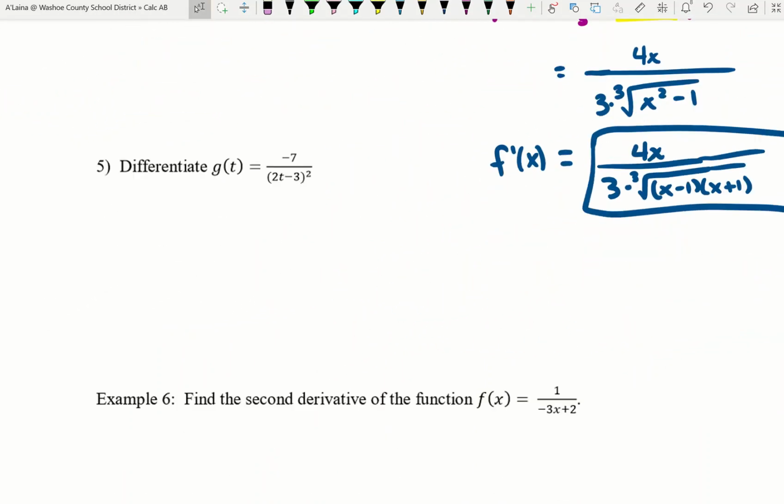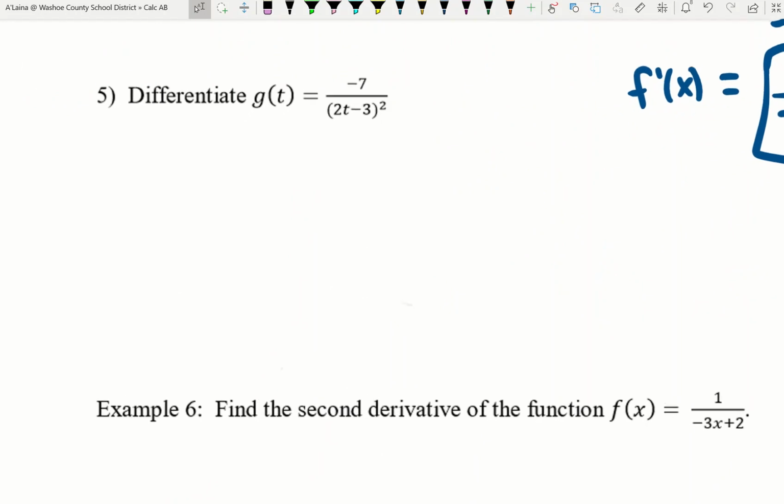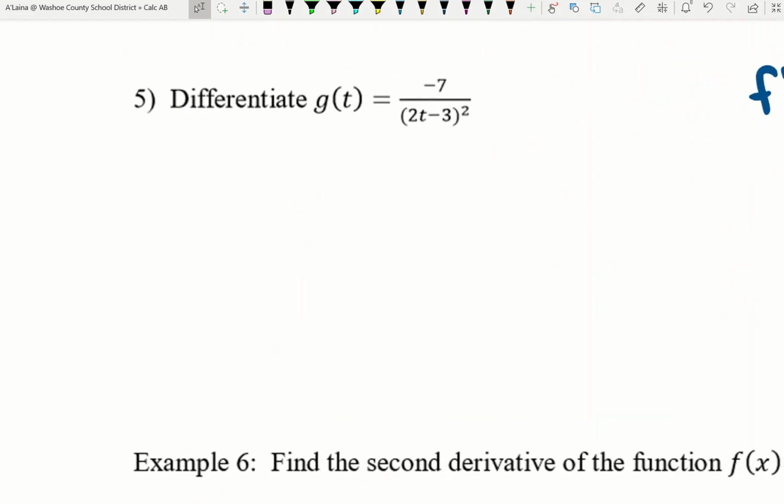All right, number 5. Why don't you pause the video and try number 5? As a hint, think about rewriting this with a negative power to start off with. This is not something you should be using the quotient rule for. Although the quotient rule is possible, it's way harder than it needs to be. All right, so I'm going to go ahead and show you the solution for this.